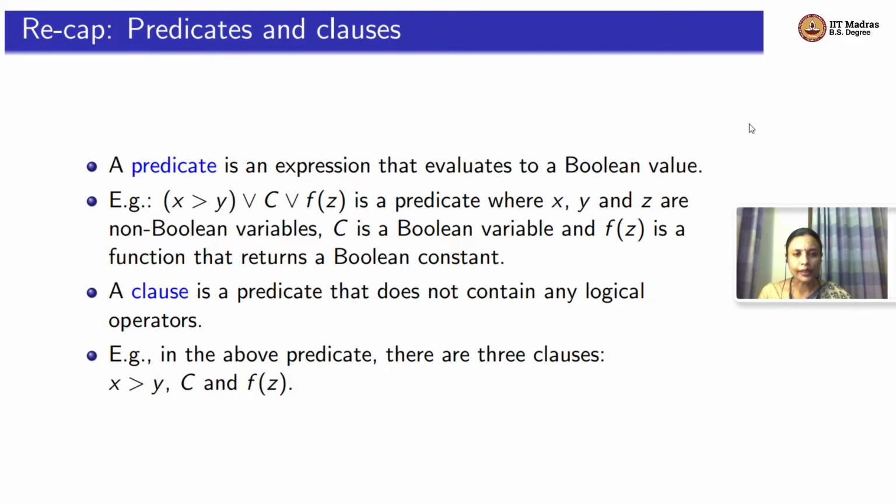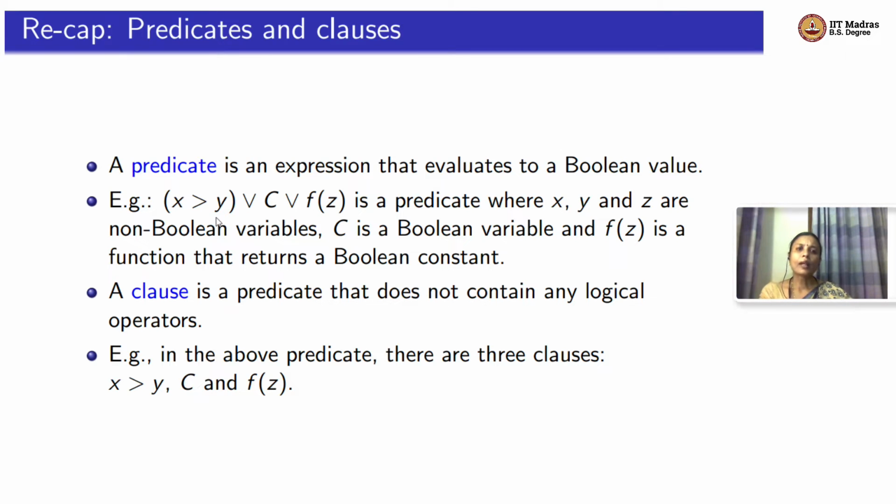This is a recap from the last lecture. A predicate is any expression that returns true or false. That is, it evaluates to a Boolean value. Here is an example. Predicates typically occur as labels of if statements, while statements, and so on. So x is greater than y, or c, or f of z is a predicate, where x, y, and z are non-Boolean variables. They could be integers, real numbers, anything. C is a Boolean variable. It's used as a first class entity. And f is a function that returns a Boolean constant.